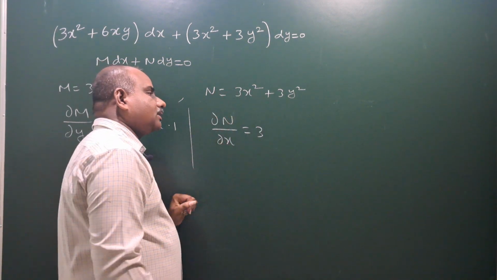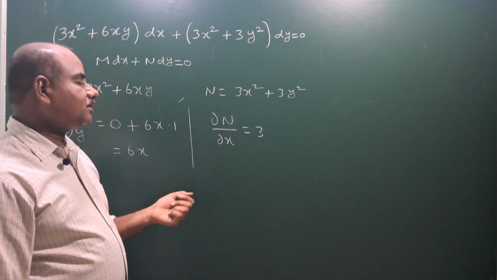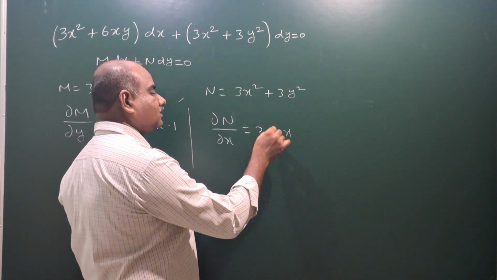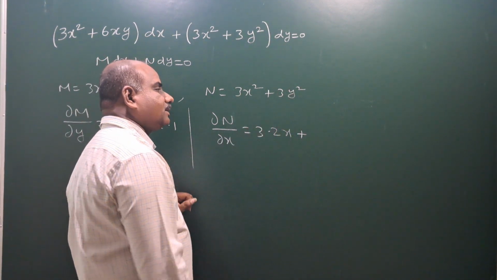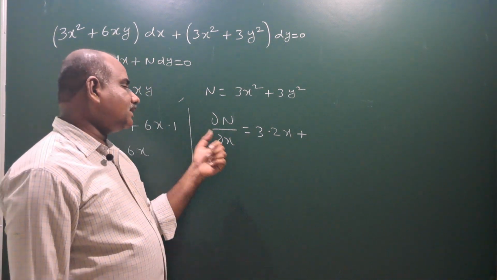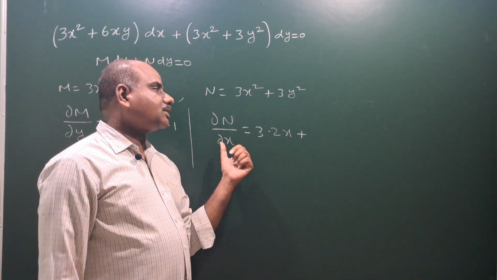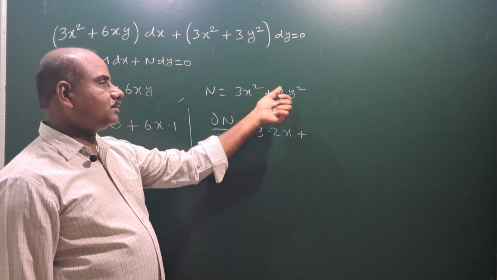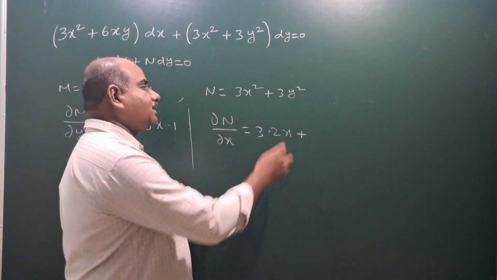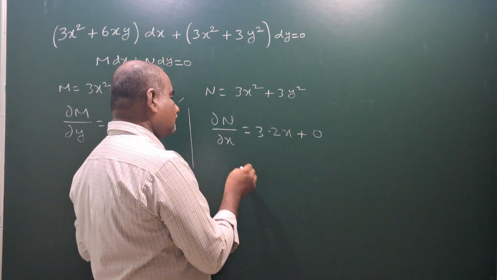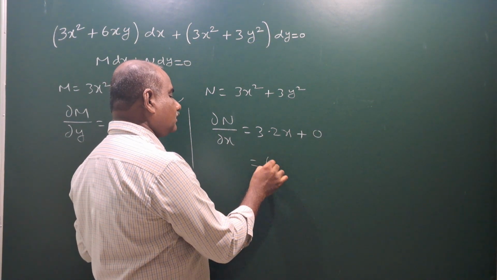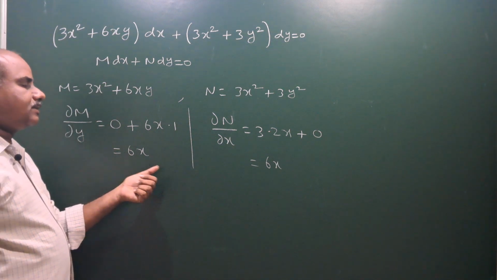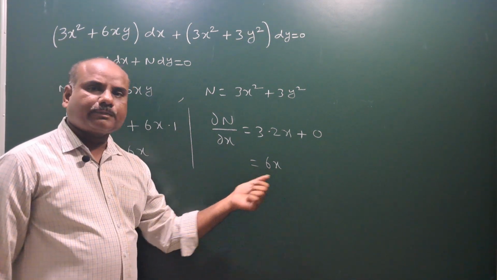And 3 is a constant, so write it aside. The derivative of x² is 2x, we know that. Plus here 3y² is the second term, and with respect to x in partial derivative it is a completely constant term. There is no x term here, so its derivative is 0. Therefore finally here also we get 6x. So ∂M/∂y is equal to 6x, and ∂N/∂x is also 6x.